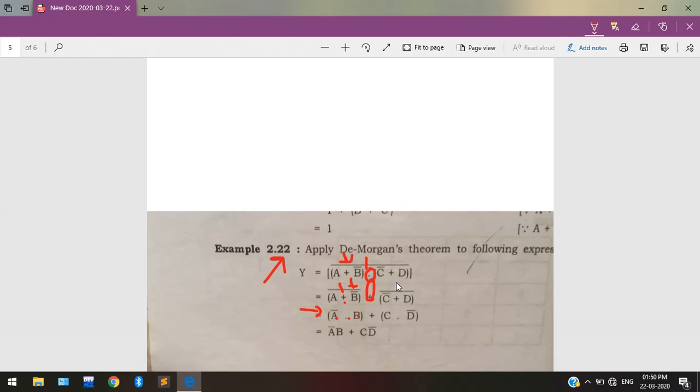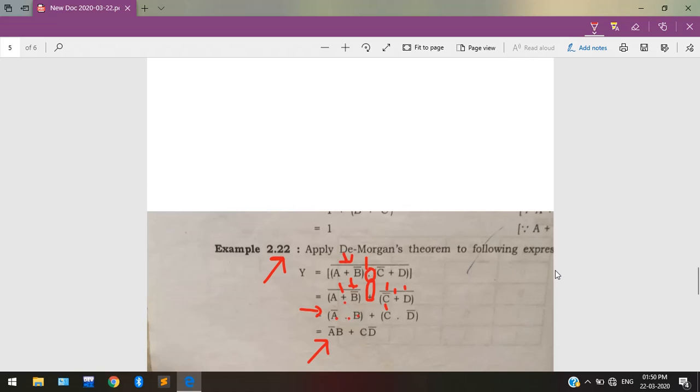Then what about C bar plus D whole bar? Again we have to apply De Morgan's theorem. Here you see C double bar, so we easily get the output as C. Then cut the line, and then D bar, so C dot D bar. So simply we can write the final equation as A bar into B plus C into D bar.